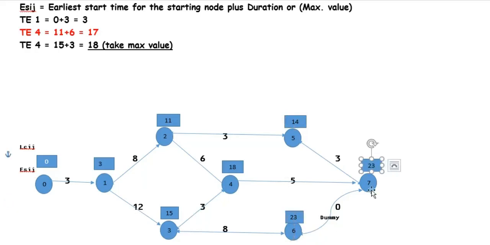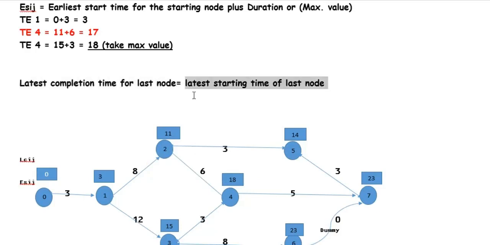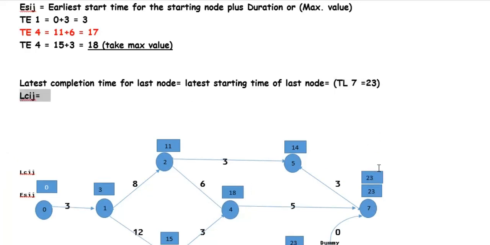Node 7 is equal to 23. Here 14 plus 3 is equal to 17, 18 plus 5 is equal to 23, 23 plus 0 is equal to 23. So we have to take 23 as the maximum value. Latest completion time for the last node is equal to the earliest time of the last node, TL7 is equal to 23. So here node 7, the latest completion time is equal to 23.